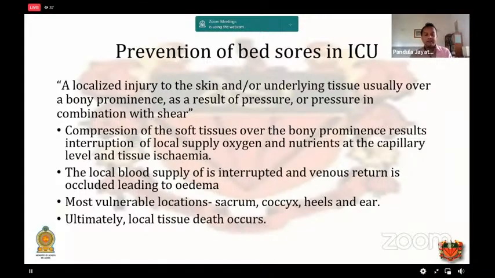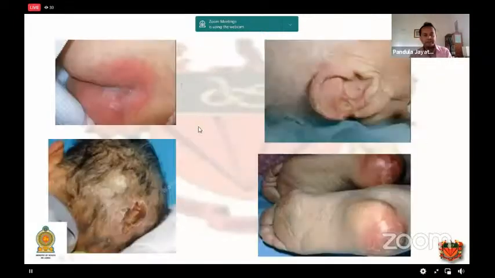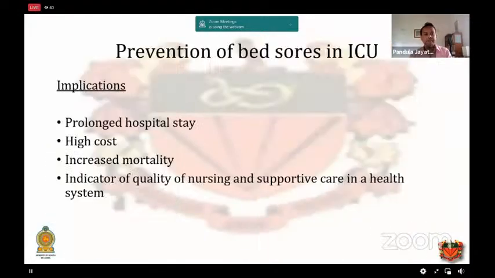So what are the vulnerable locations? It's over the bony prominences like the sacrum, coccyx, heel, and also over the ear. You can see in these images patients having various degrees of bed sores or pressure ulcers. It's not uncommon in the ward setup, but in intensive care units where we have very good nursing care, we usually don't see development of bed sores, and it is an indicator of the quality of nursing care in an intensive care unit.